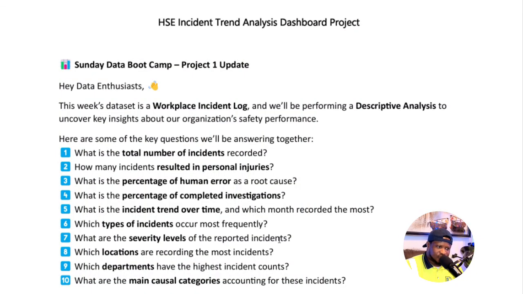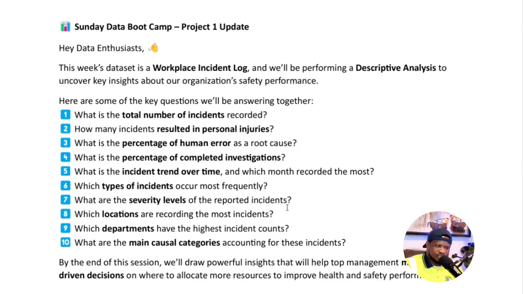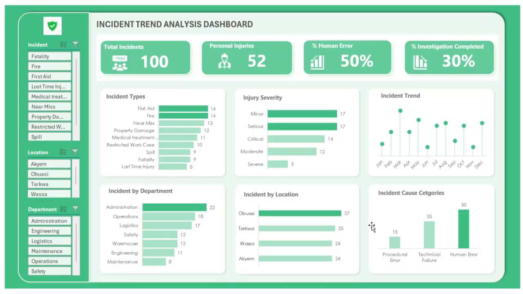What is the incident trend over time? What types of incidents occurred the most? What is the severity level of the reported incidents, the location, and which location recorded the highest, which department recorded the highest, and what are the main causal categories? So that's pretty much what this project is about. So we go back and we look at some of the Excel sheets. We're going to see that we've literally answered those questions, right?